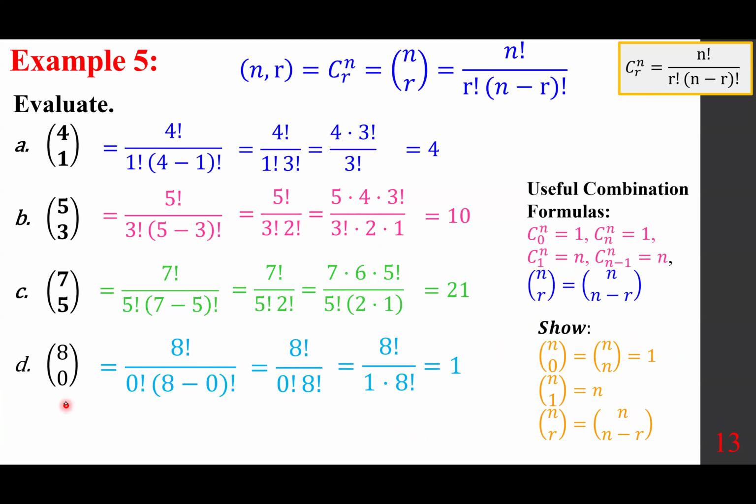So show that nC0 and nCn equal 1. First of all, notice these two add up to n, so that nC1 is n, and show this. I highly recommend you show all of them. It's very simple, class. Just follow this, okay? It really makes for good practice.